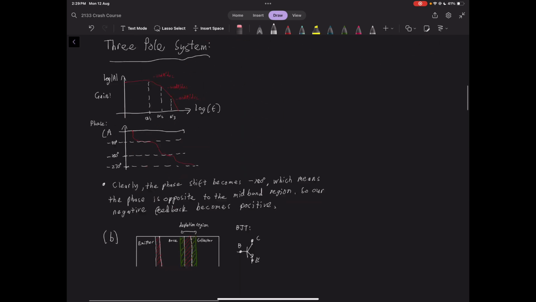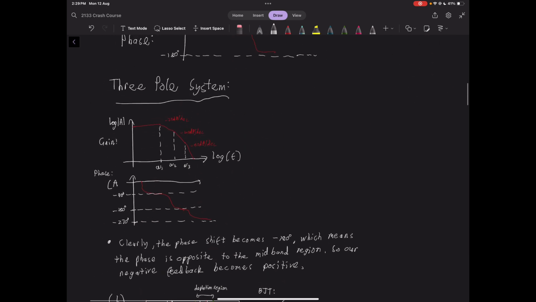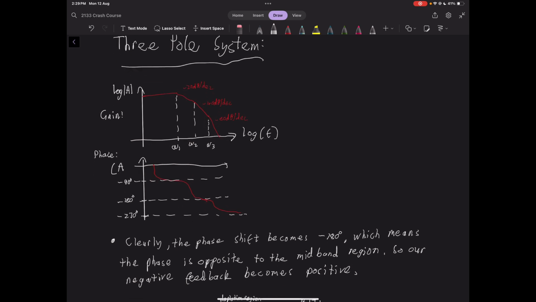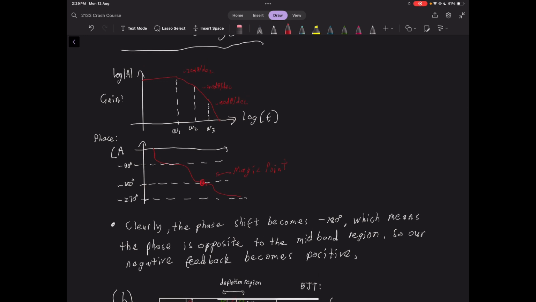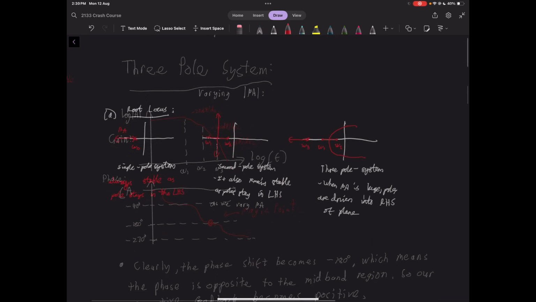with negative feedback. A three-pole system, on the other hand, because we have three poles, we can pretty clearly drop below negative 180 degrees. That's our magic point there. And the phase shift can easily become negative 180 degrees, which means the phase is opposite in midband. So we would have negative feedback becoming positive, and that would cause instability in our system.